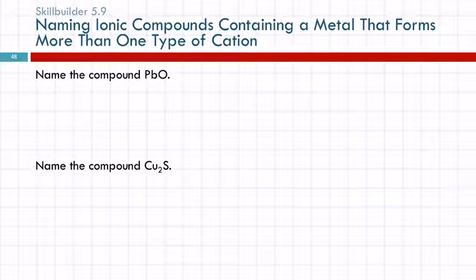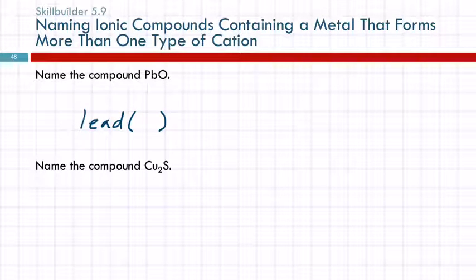So let's name these compounds. PbO. Well, lead is a metal, so this is an ionic compound. The first element is lead. Is lead in groups 1A, 2A, 3A, zinc, or silver? No. It needs a Roman numeral. I don't know what that Roman numeral is yet, but I'm going to put the parentheses there, and I'm going to come back to it.